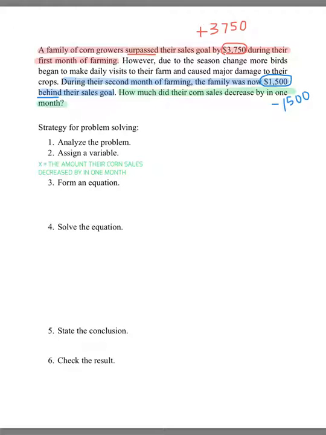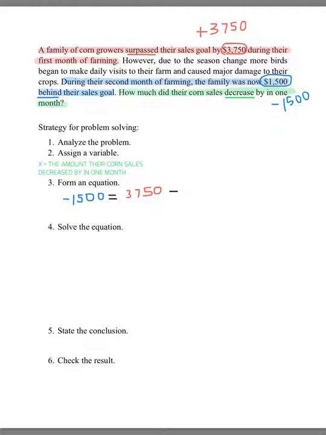So we're going to start off with the most recent events, that being that the family is behind their sales goal by 1,500. So this is the most recent event, and this is a cause of the previous event, which was they were surpassing their sales goal by 3,750. And now we know that their sales decreased. So decreasing is an indicator of subtraction. So from their $3,750 in surplus sales, we're going to want to subtract from that.